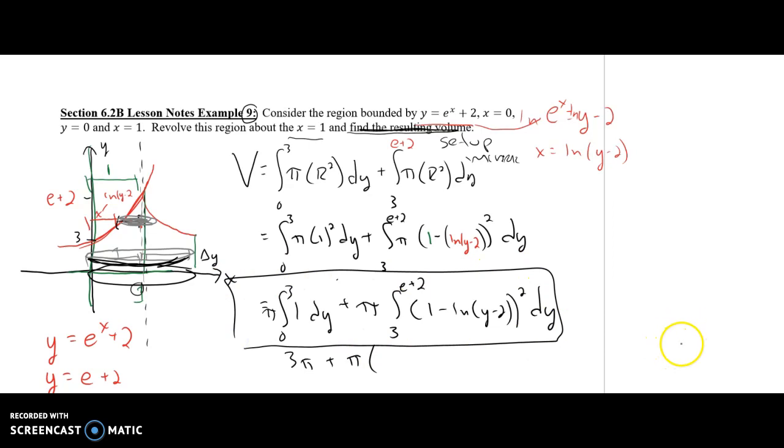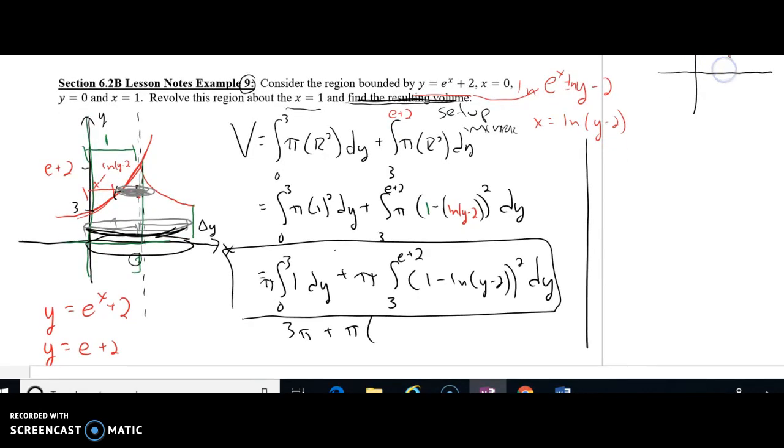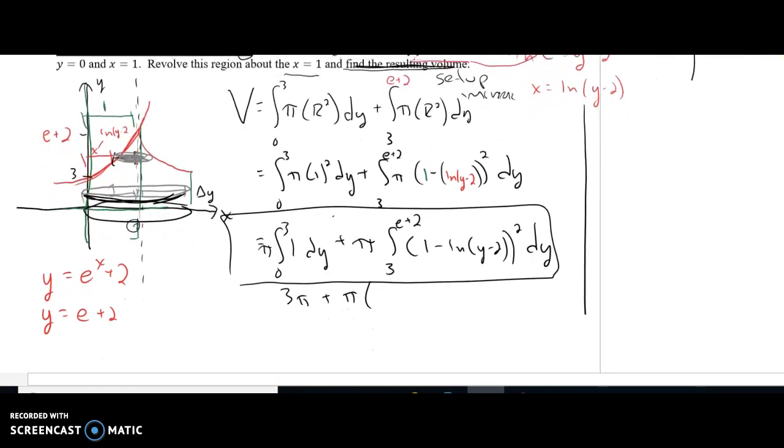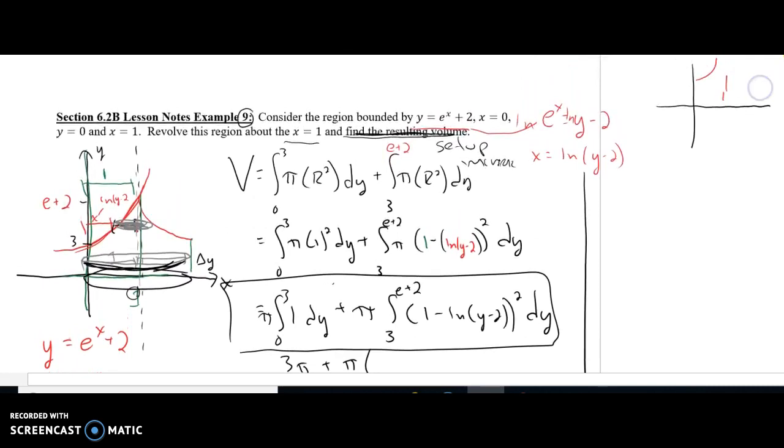Now I wanted to just mention, what if this had been revolved around the axis? So let's just try this again. Draw this little picture. I'm going to draw it kind of small over here. I'll just slide this down. Wow, I don't know what happened there. Here's my 1, here's my 0, and so on.